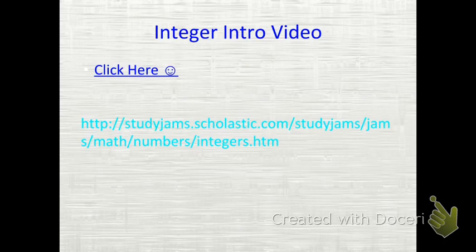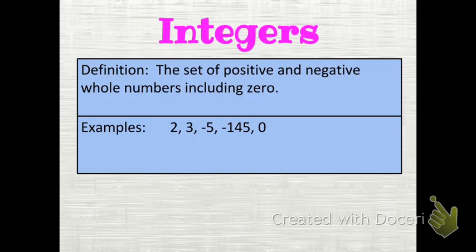So the definition of integers is the set of positive and negative whole numbers. They don't include fractions and decimals, although we're going to use fractions and decimals in our work, so we're not entirely talking about just integers. It also includes the number 0. The examples are 2, 3, -5, -145, 0. Would -10 be an integer? Yes. Would -1/2? No, because it's not a whole number.